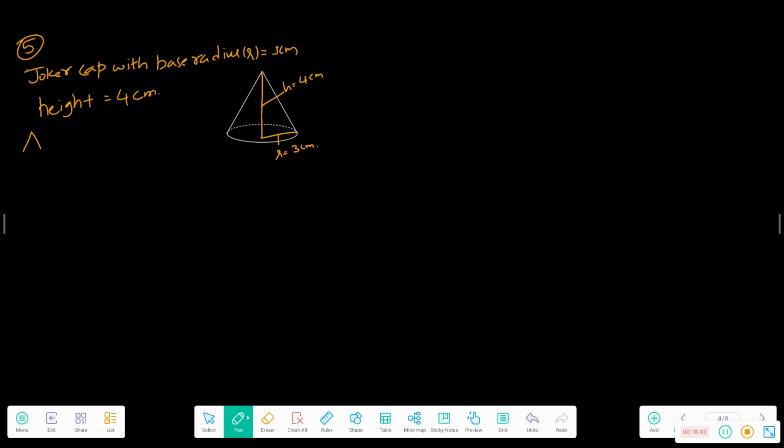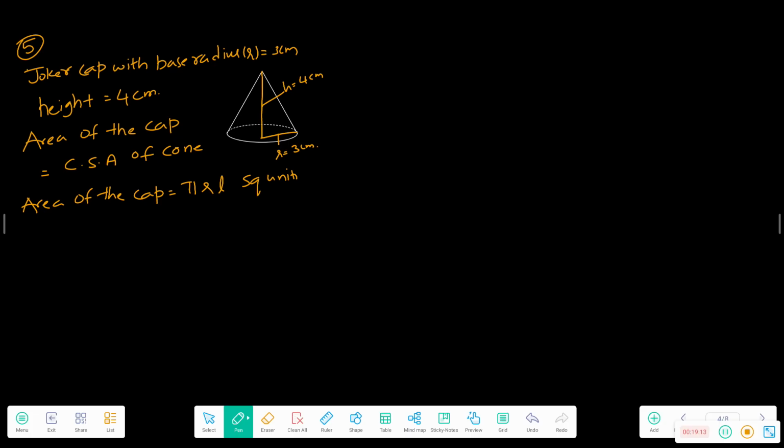So area of the cap is equal to curved surface area of cone. That is nothing but pi r L square units. So pi value, we will take it as 22 by 7.